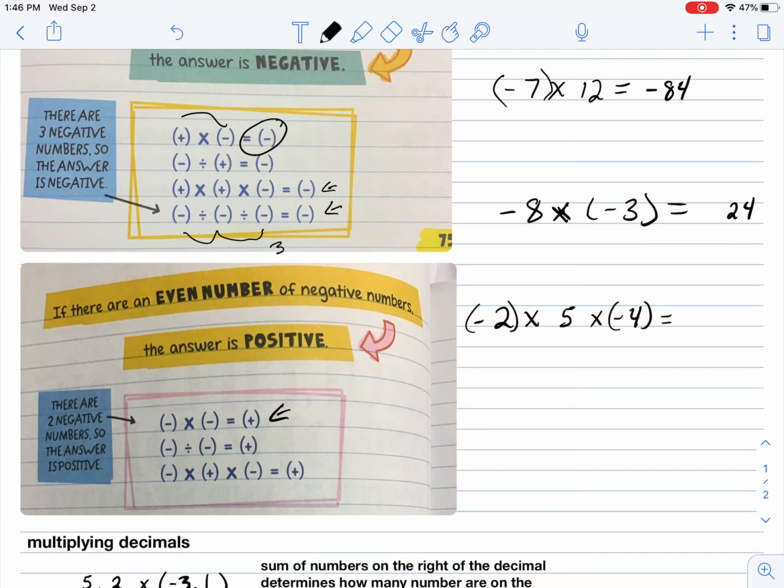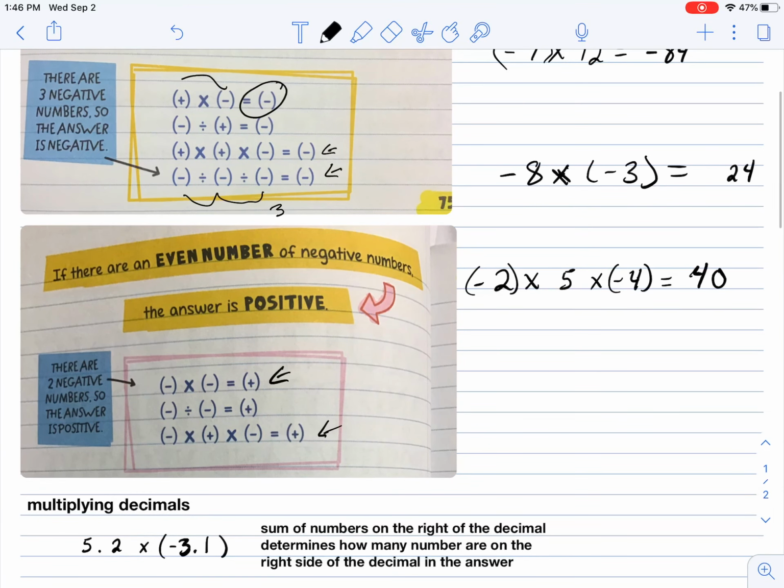Okay, next one, a negative 2 times a 5 times negative 4. So now I have three terms altogether, but we still have two negatives, which is an even number. So that's going to tell us that our outcome should be positive. So 2 times 5 is 10. 10 times 4 is 40. And so our outcome is a positive 40.